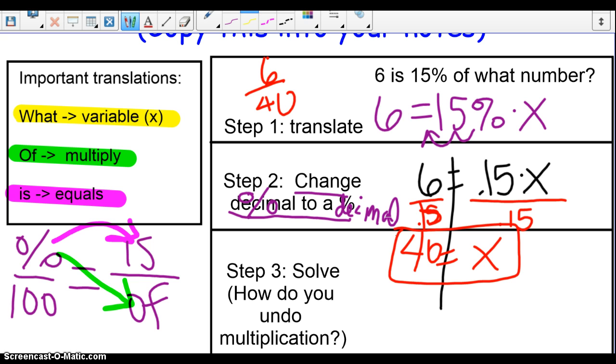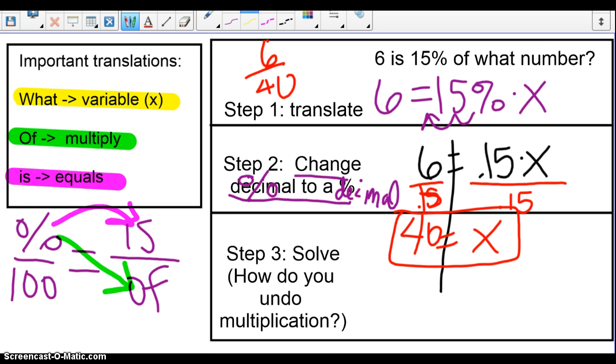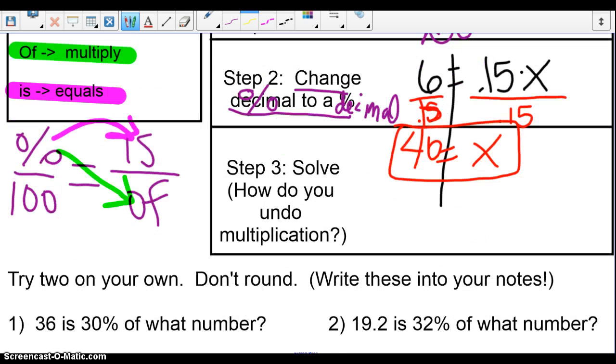So your job right now, you're going to go down and try a couple of those on your own. Don't round. Get them into your notes. So what I want you to do is push pause. Then I want you to try them on your own. After you've done them, come back and check with me to make sure that you have done them right. Go.